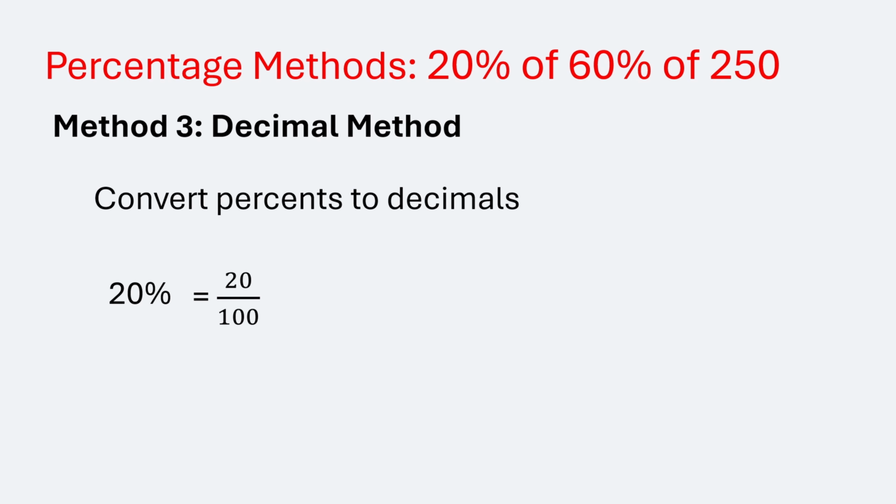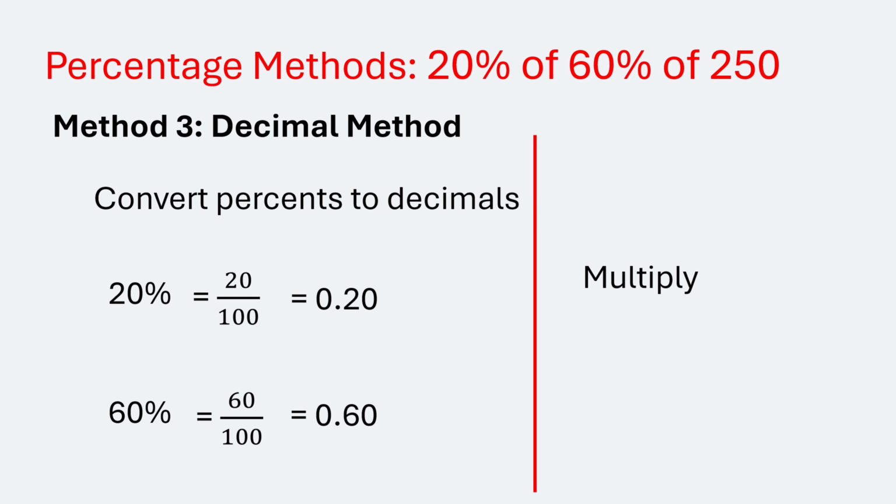Method 3. Decimal method. This is the most commonly used method. Convert percents to decimals. 20% means 20 divided by 100, which is 0.2. 60% means 60 divided by 100, which is 0.6. Now we multiply everything together. 0.2 times 0.6 times 250, which equals 30.